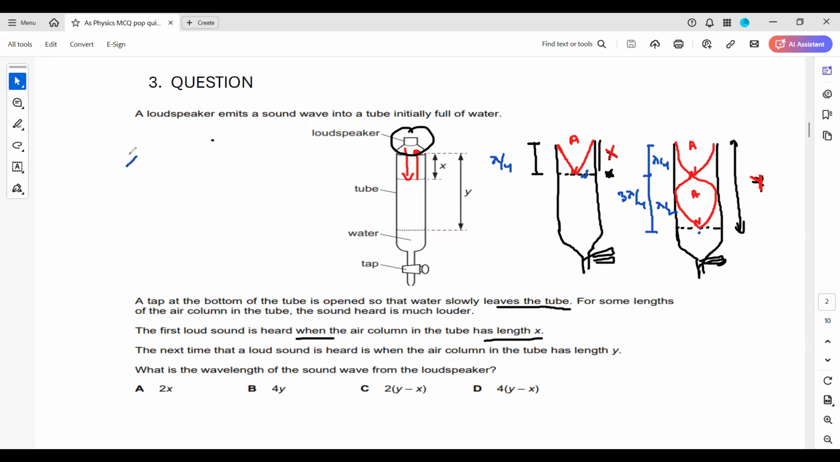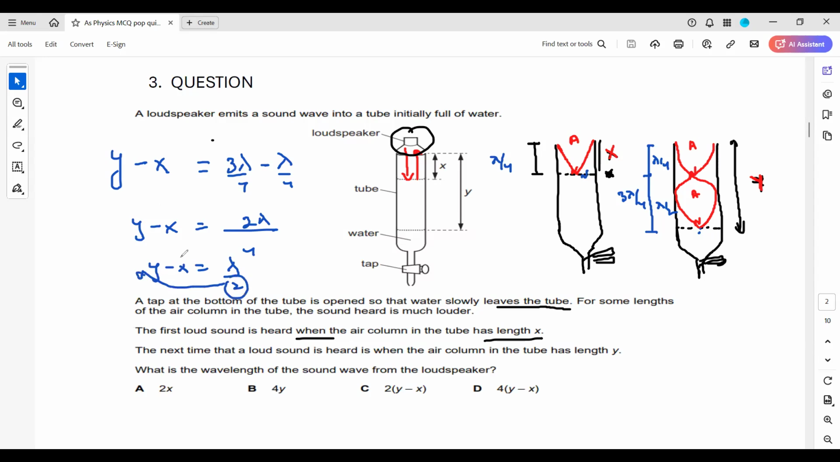So the wavelength should be equal to y minus x, the difference between them, and that is equivalent to 3 lambda by 4 minus lambda by 4. When we simplify, with 4 as the LCM, 3 lambda minus lambda gives 2 lambda. Further simplifying, lambda by 2 is y minus x. So 2 times (y minus x) is equal to 1 wavelength. So the wavelength of the wave is equal to twice (y minus x).